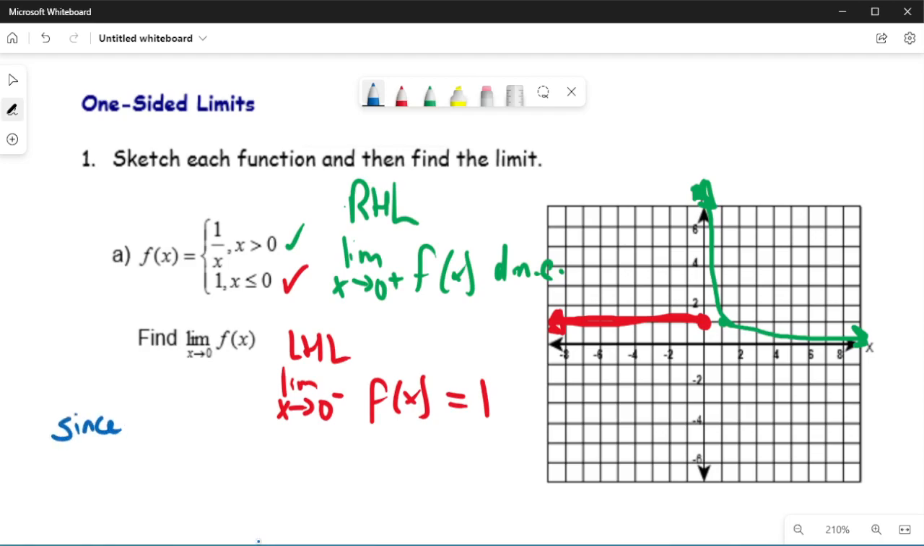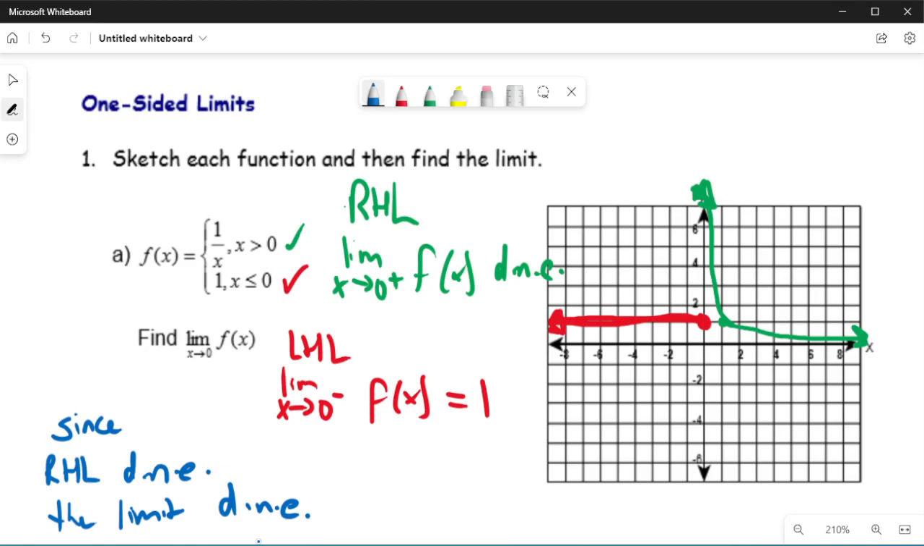Since the right-hand limit does not exist, the limit does not exist. Okay, so this is the first type of problem that you can get, right? You can get a piecewise function where the two sides do not connect. Now in this case, not only do they not connect, but one side doesn't even have a limit at all. And the conclusion is, of course, if any limit rule is broken, the limit does not exist.